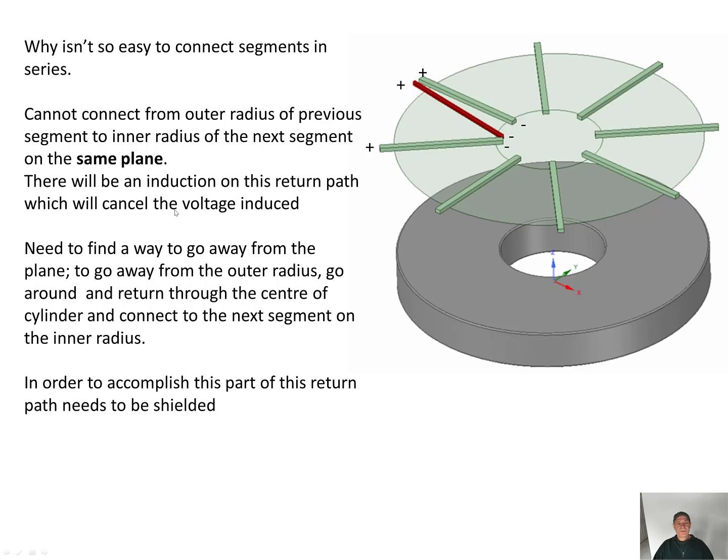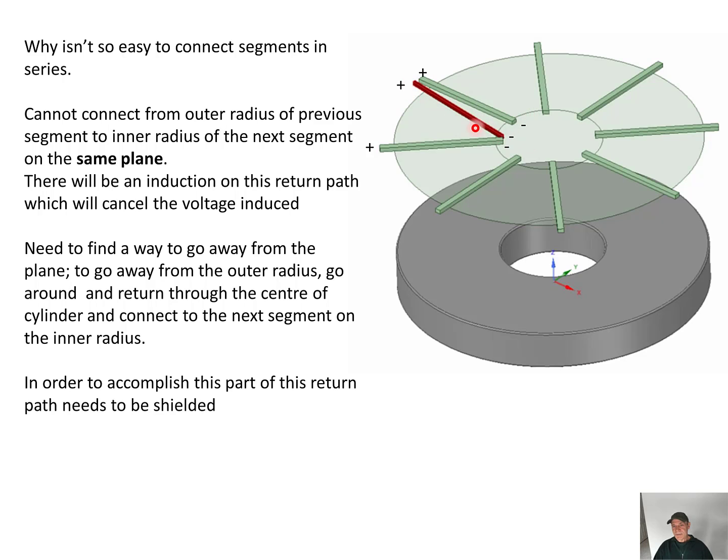So here's one segment and here's the next segment. We want to go from this end to the inner radius, but this connection here, because it's also under the magnetic field, will also have an induction on it, which then cancels out. So we cannot connect them on the same plane. We have to figure out another way.